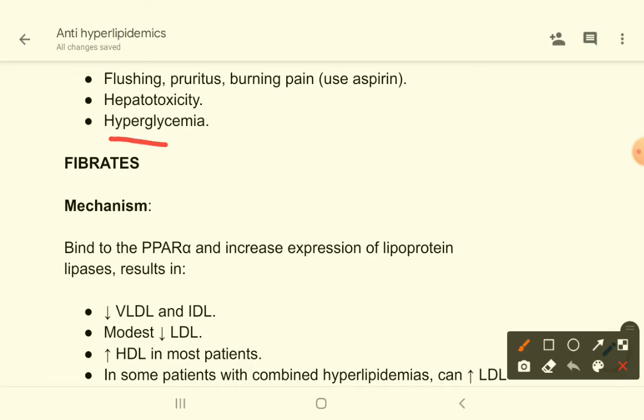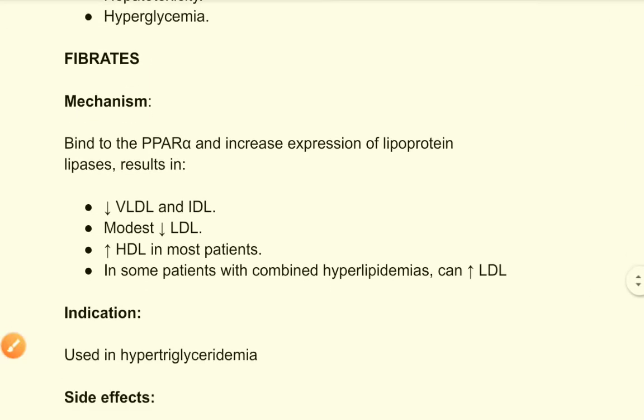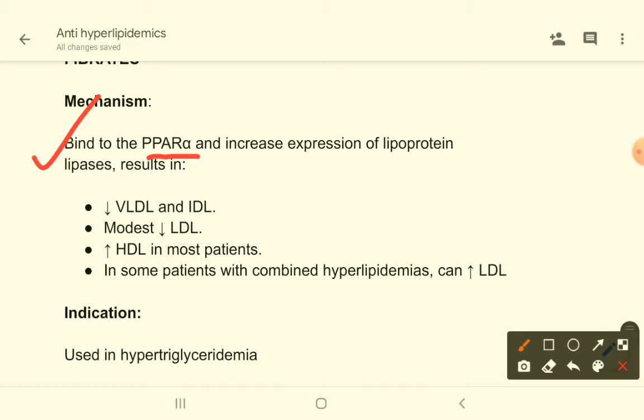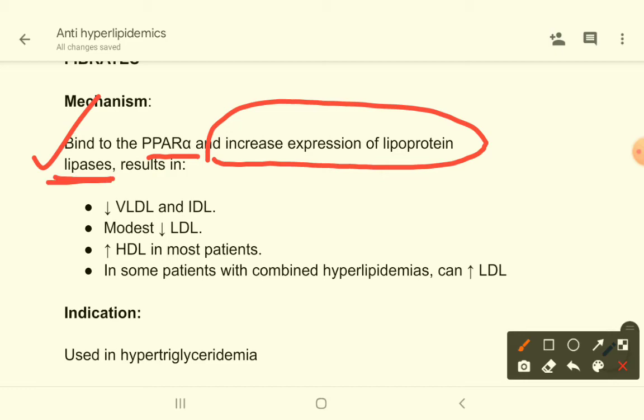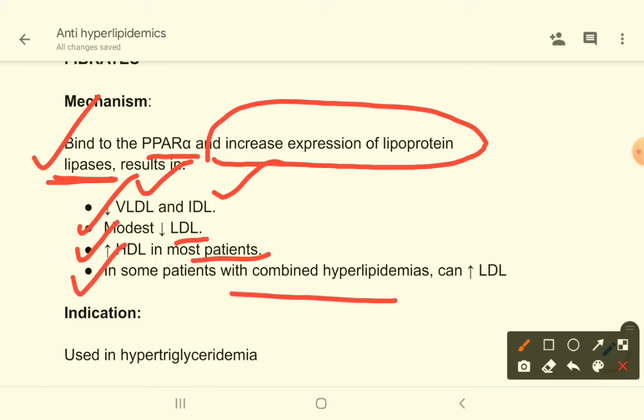Now come to fibrates. Fibrates are also very important. Their mechanism, as we have already discussed, is that they bind to the PPAR alpha and increase expression of lipoprotein lipase, thereby they result in decreased VLDL and IDL, modest decrease in LDL, and increase in HDL in most patients. In some patients with combined hyperlipidemias it can increase LDL. So this is an important thing, right?